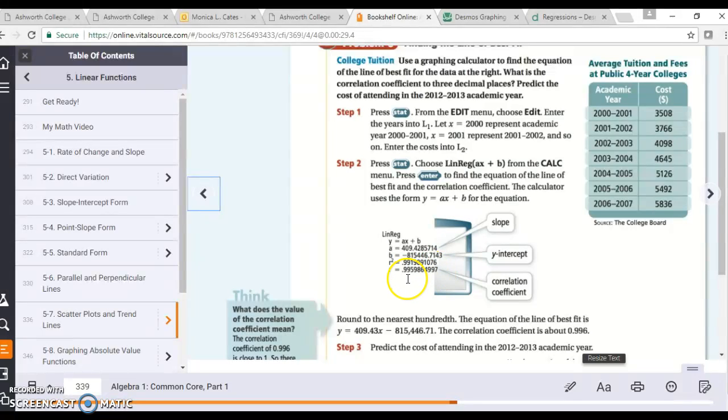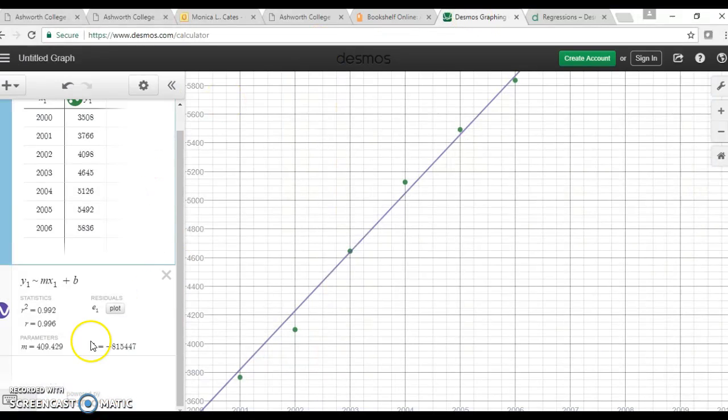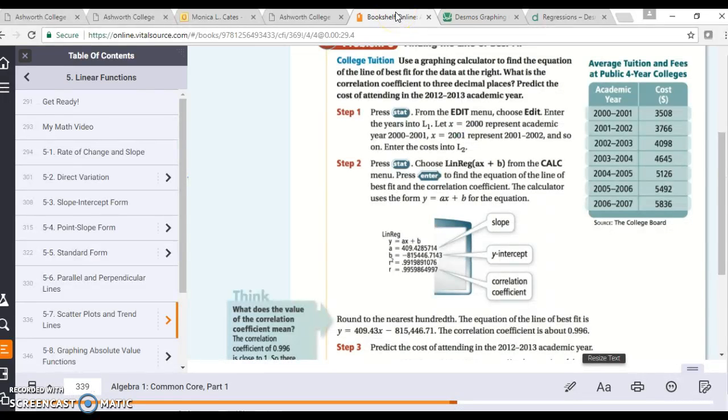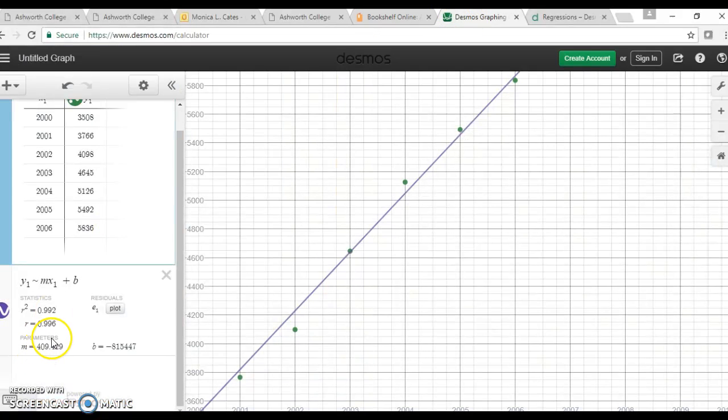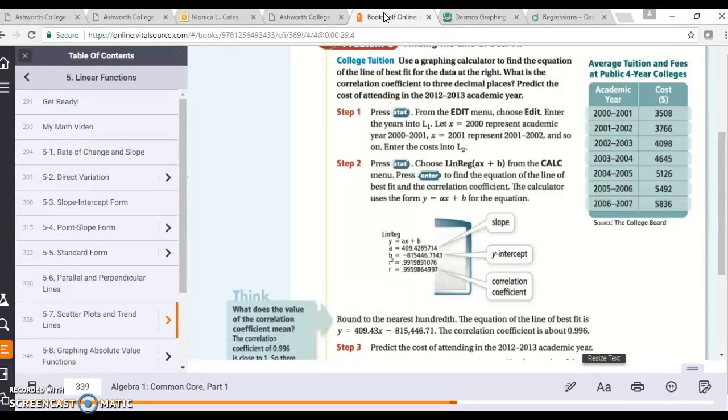Correlation 0.995. Let's see what we have. 0.99, and then they round it up. So yeah, it's about the same, right? So it works out. We can use this if we need to. And so they say they round to the nearest thousandth. And the equation line of best fit has a correlation of about 0.996, and that's what we got here, 0.996. They rounded it up for us. And then we can write that equation line, we would get the exact same thing that they have.